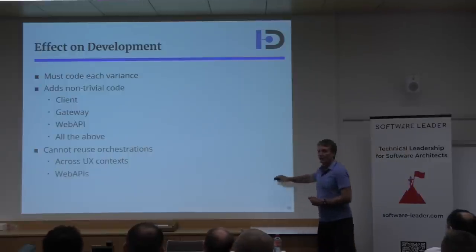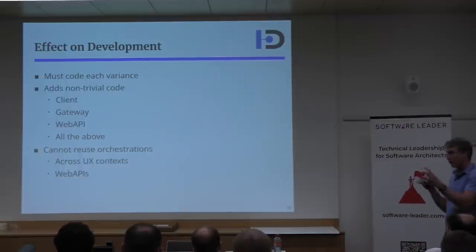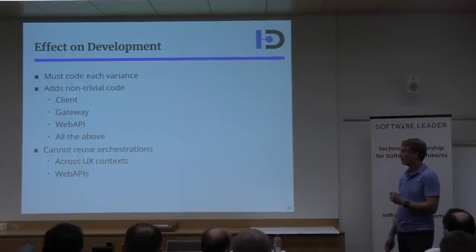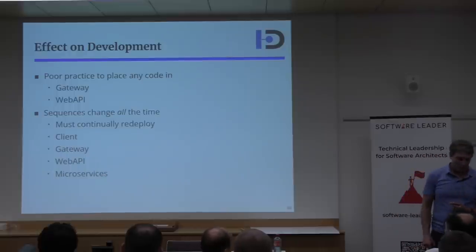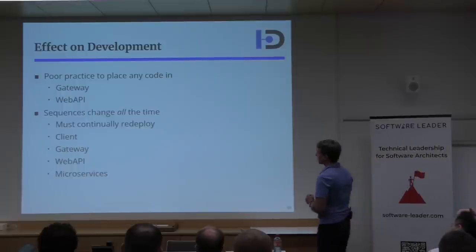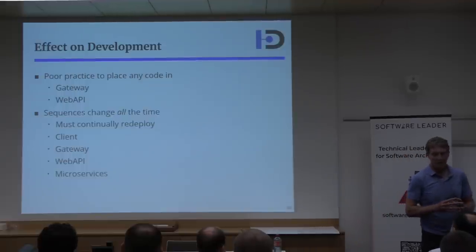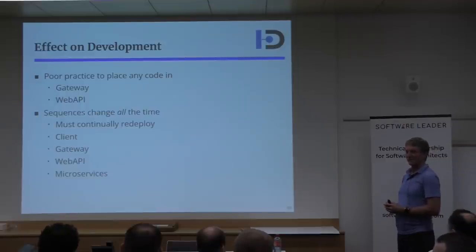The other problem is coding up each variance becomes incredibly time consuming and buggy. And the code, non-trivial code, gets smeared across the client, the gateway, the web API, or all of them. Because it's all kind of smeared around and locked up, you can't reuse it across the other user experience contexts. Again, don't put any code in the web API in the gateway. And every time a sequence changes, they all have to change. And you have to redeploy it all. How many of you are redeploying the entire mountain of bits every single time without any granular deployment? Anyone? I know a lot of you are.